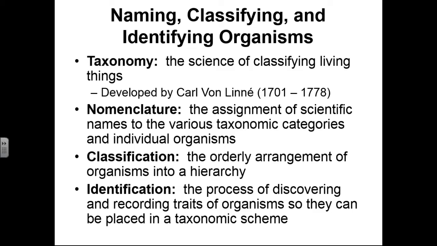And he used a series of nomenclature, or the assignment of scientific names to different kinds of living things as he was categorizing or classifying them. Classification is formally known as the orderly arrangement of organisms into a hierarchy, and identification is formally known as the process of finding and discovering a new organism. In other words, you identify the organism, and then you put it somewhere in this classification and nomenclature scheme, or you use taxonomy to categorize a new organism that you have found or identified.